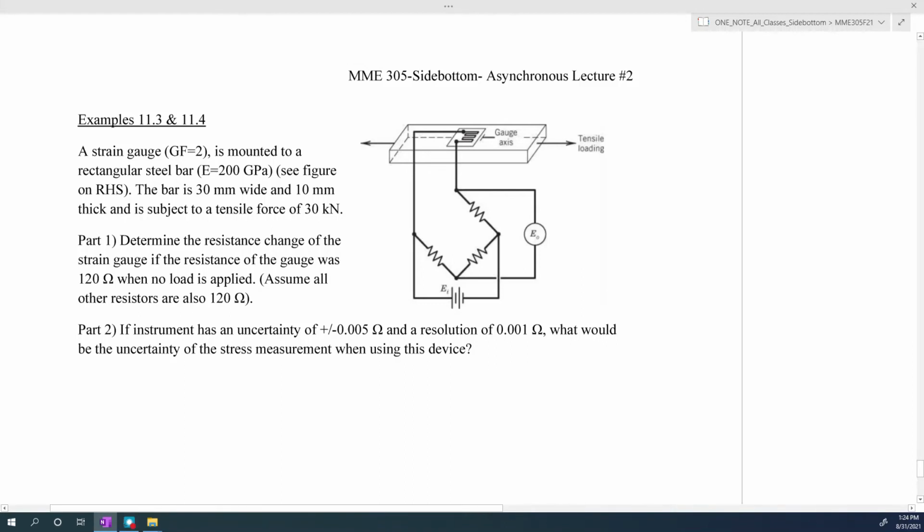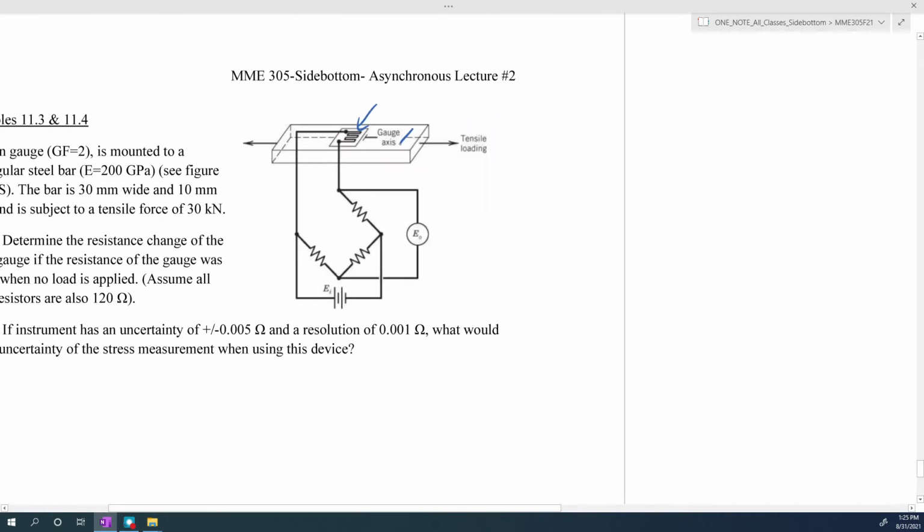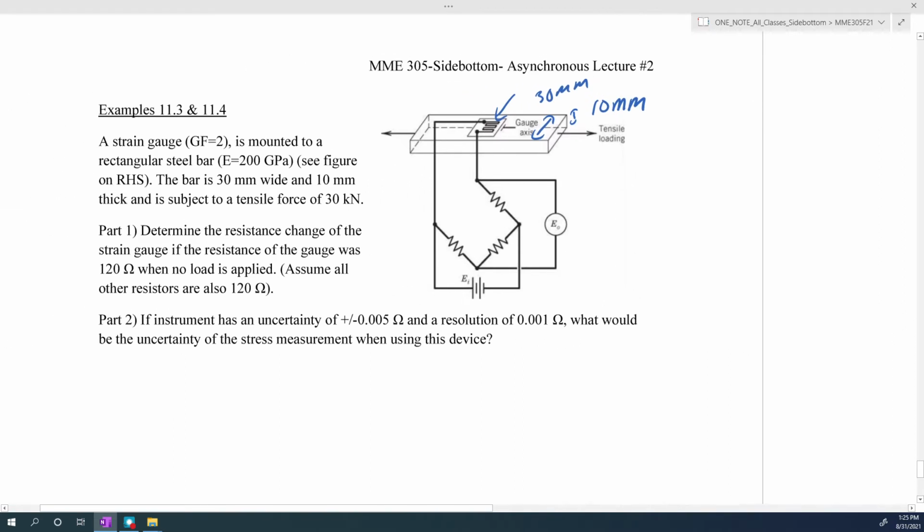So what we have here is a metallic strain gauge placed on a simple rectangular bar that's 30 millimeters wide by 10 millimeters tall. We are applying a 30 kilonewton load to this bar on both ends.